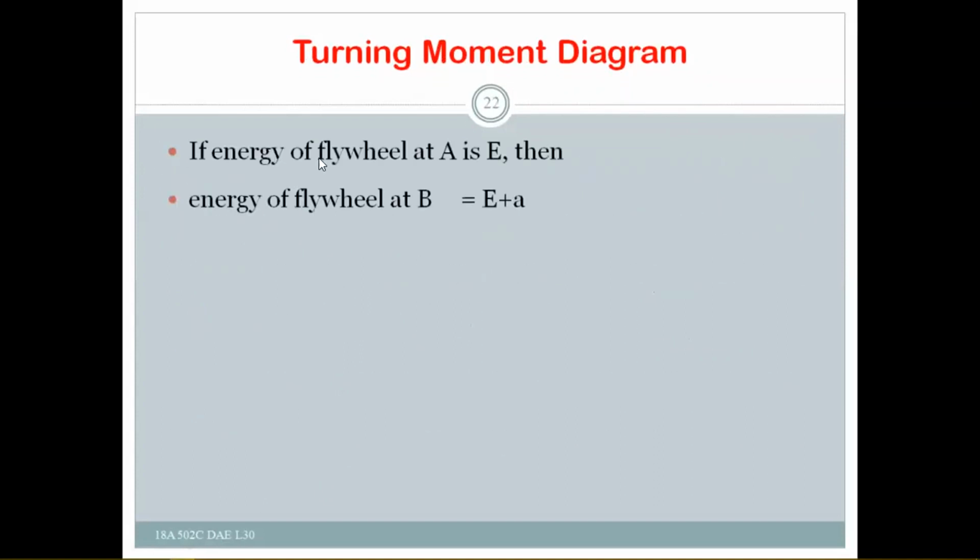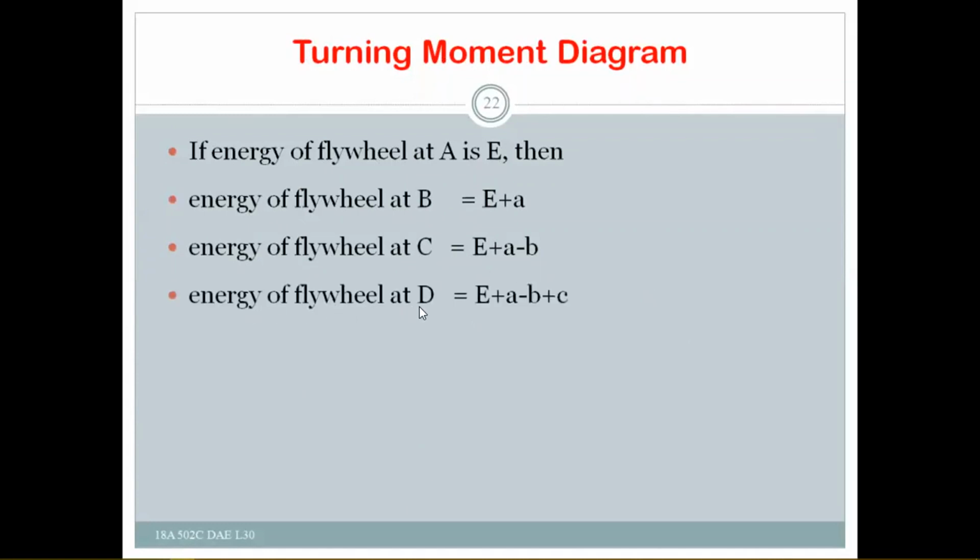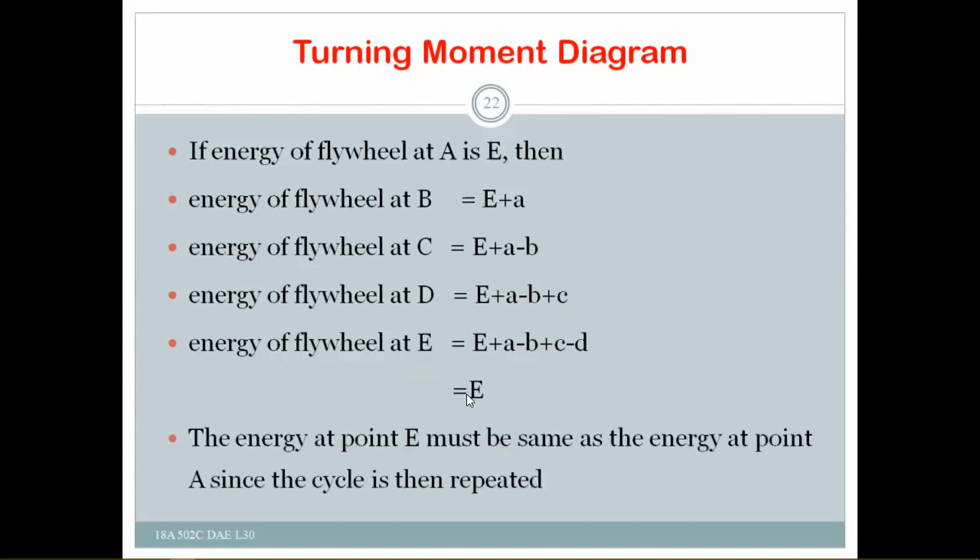If the energy of the flywheel at A is E, then the energy of the flywheel at B is equal to E plus A, and the energy of the flywheel at C is equal to E plus A minus B, and the energy of the flywheel at D is equal to E plus A minus B plus C. And finally, the energy of the flywheel at E is equal to E plus A minus B plus C minus D. And finally, it should be equal to E.